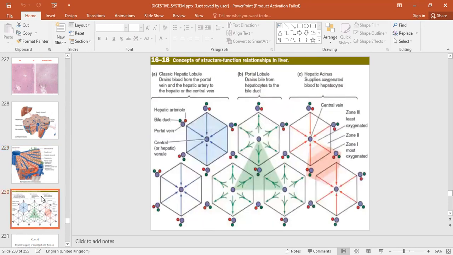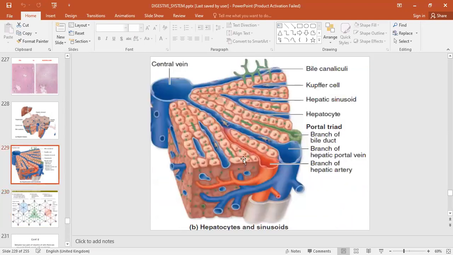So we have what we call a classic liver lobule. A classic liver lobule simply represents the flow of blood in the liver. Blood is coming from these two vessels, runs through the sinusoids to reach the central vein.